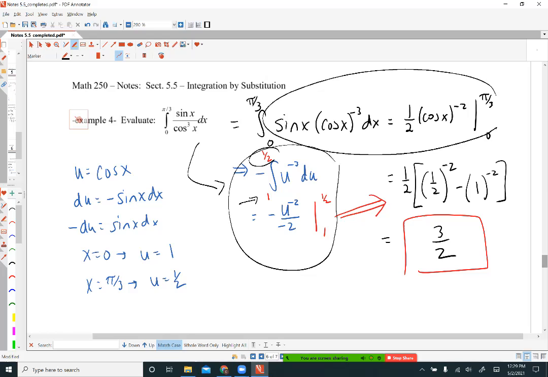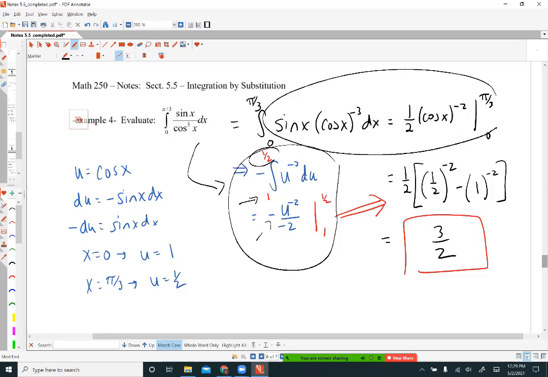So the integral of u to the negative 3: you add 1 to the exponent, you get u to the negative 2, divide by negative 2. And of course, we still have that minus sign in front. Now we just use the fundamental theorem of calculus. So we have a minus over negative 2, so it's just 1/2, the minuses cancel. So it's u, 1/2 to the negative 2 minus 1 to the negative 2.